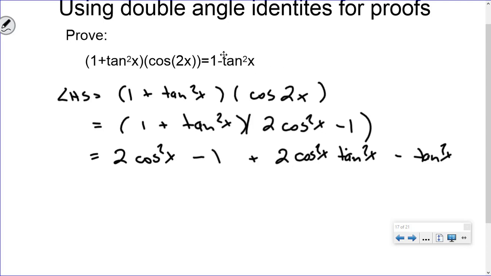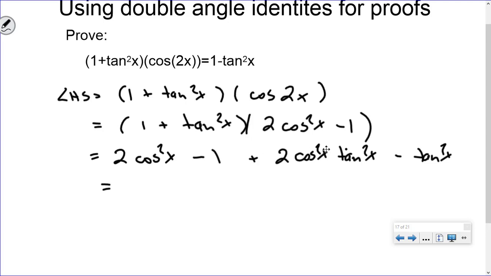So, the nice thing is, what am I trying to get from this identity? I'm trying to get a 1 and a negative tan squared. What have I just found here? I've got my negative tan squared, right? So, awesome. That's the first step: there's my negative tan squared. Now, how am I going to get the rest of this identity? Well, factor 2 cos squared x. I wouldn't factor anything just yet.